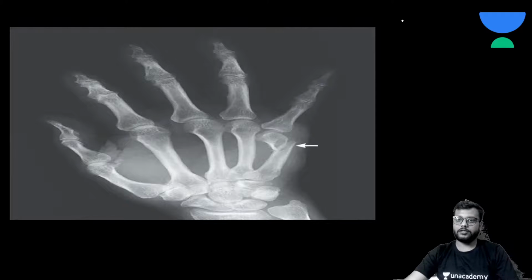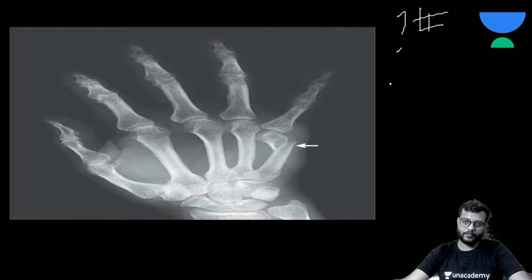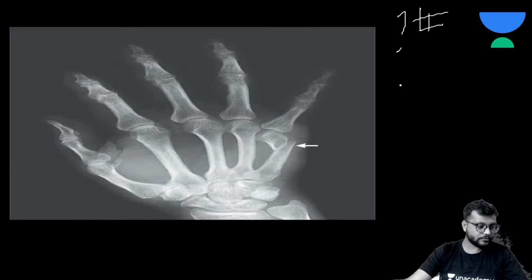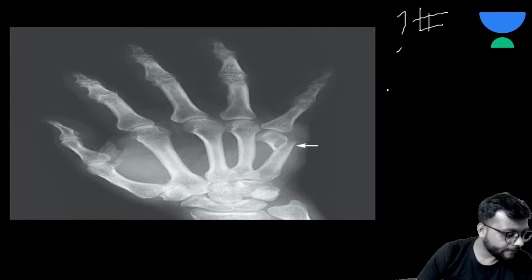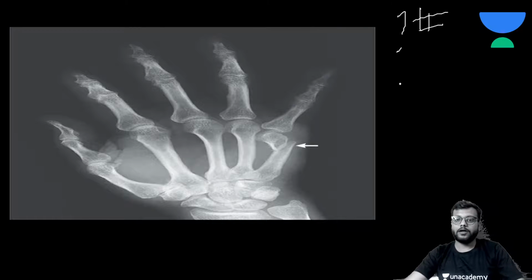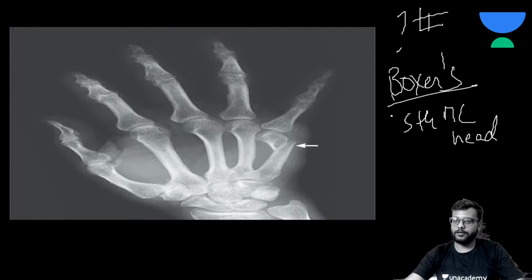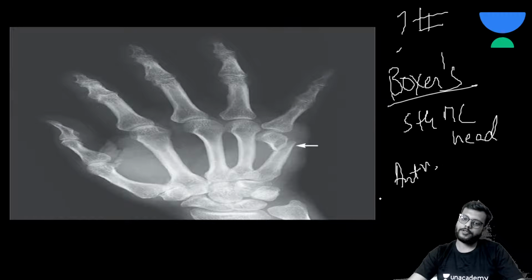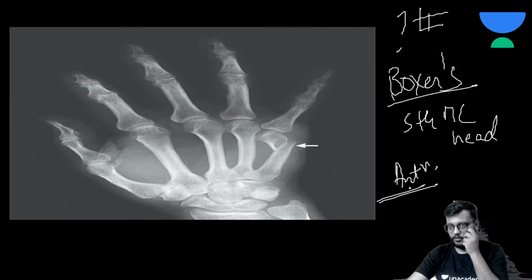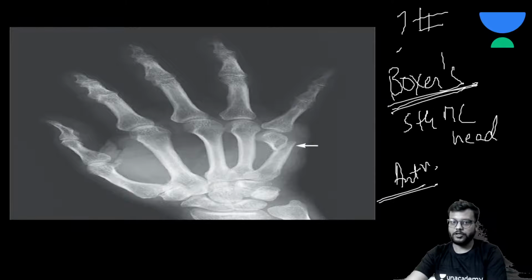Okay, this is which fracture? What is the name of this fracture? It is boxer's fracture, fracture of fifth metacarpal neck with anterior displacement of the fracture segment. Okay, this is boxer's fracture.